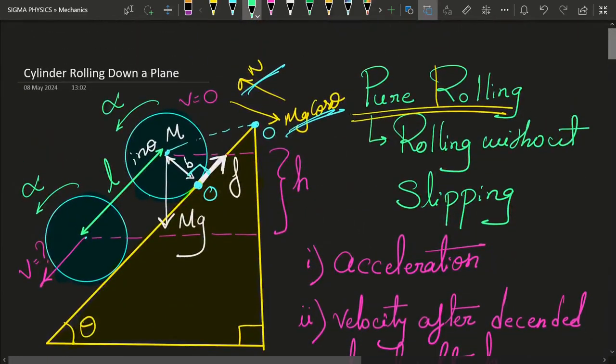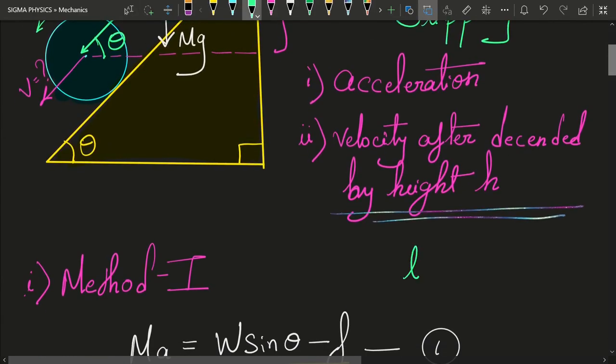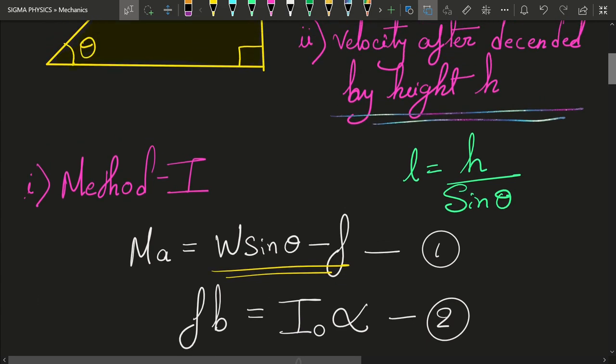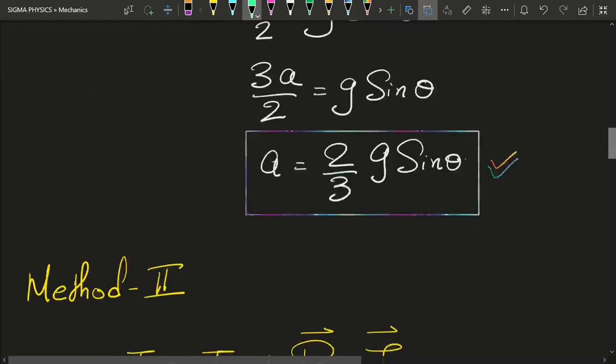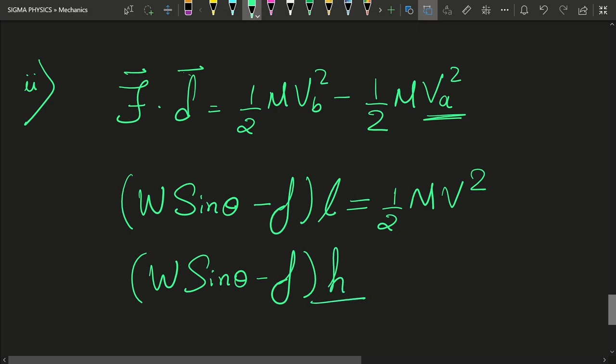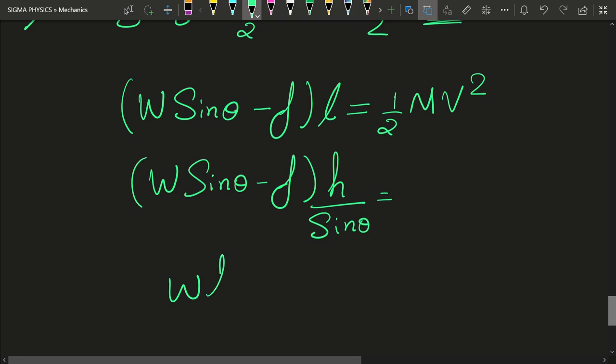Now, using simple trigonometry, you can see that small l is going to be equal to what? This is h, this is theta, and hence small l is going to be equal to h divided by sin theta. Because sin theta is going to be equal to h divided by l, opposite upon hypotenuse. So l equals h divided by sin theta. I can use that expression over here. What will I get? (W sin theta minus f) into h divided by sin theta is equal to that.